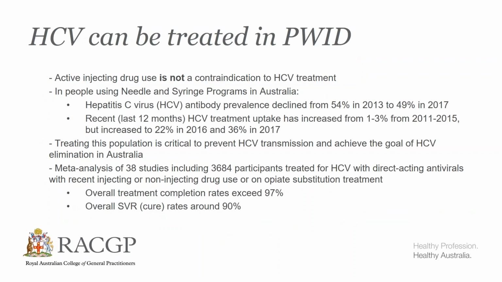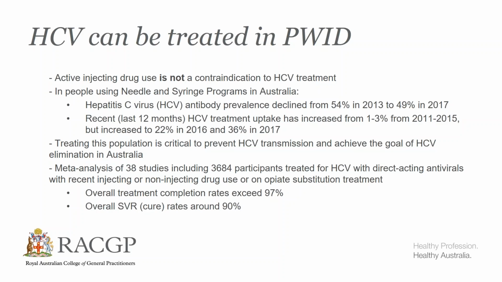Active injecting drug use is not a contraindication, because the evidence from studies on the needle and syringe programs in Australia has shown that the hepatitis C antibody prevalence is declining, and in the last 12 months, Hep C treatment uptake has increased from 1 to 3% up to 2015, to 22% in 2016, and again to 36% in 2017. Treating this population is really critical to our national goals of eradicating hepatitis C in Australia, and to reducing the viremia in this community and transmission.